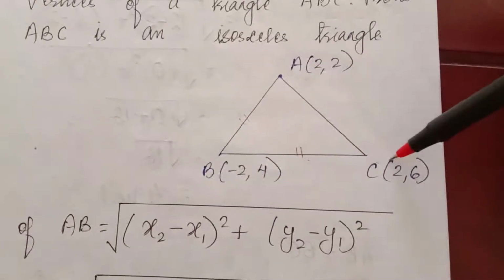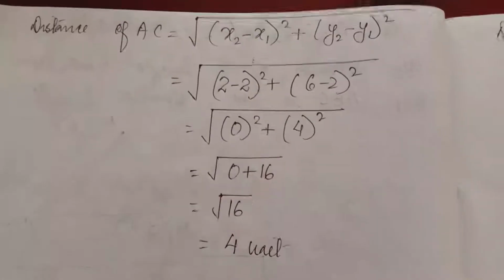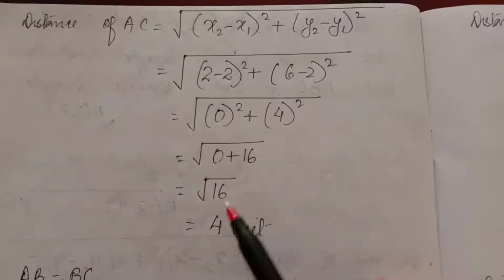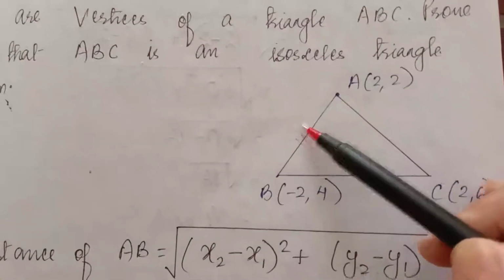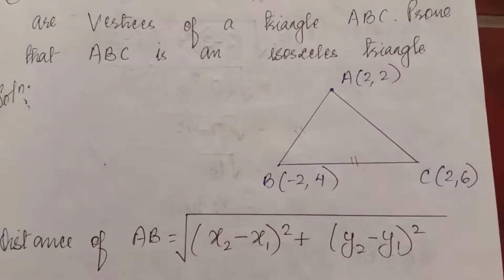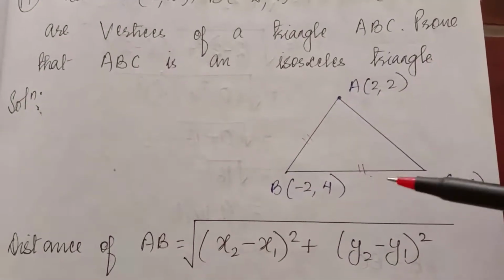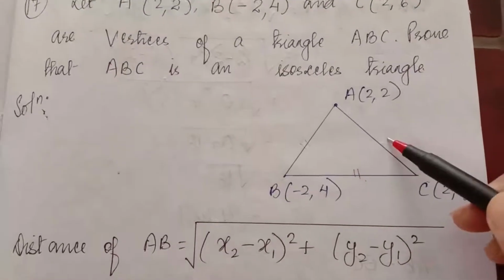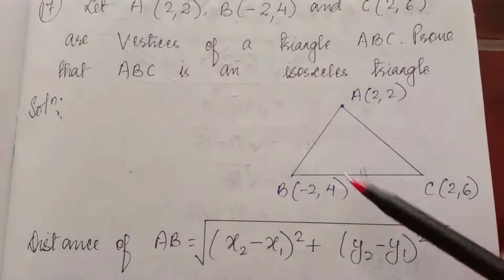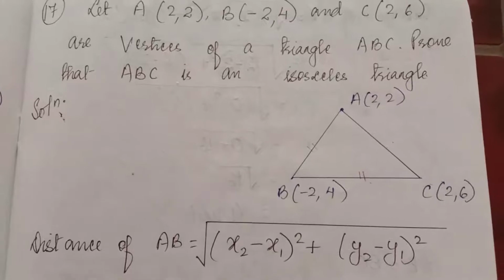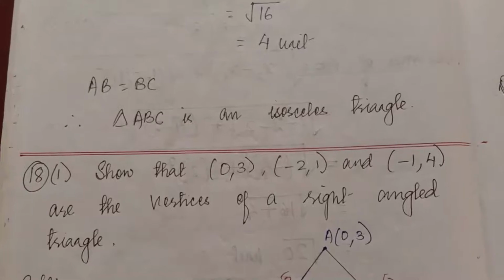Now let's find AC. For the line AC, this is x1, y1, this is x2, y2. After using the formula and putting the values, you'll get the distance AC is 4 unit. So here we got root 20, root 20 and 4. That means it is a triangle whose 2 sides are equal, so it is an isosceles triangle. If the third side also came equal, then this triangle would have become an equilateral triangle, but we got only 2 sides equal. Here we got AB equal to BC, so triangle ABC is an isosceles triangle.